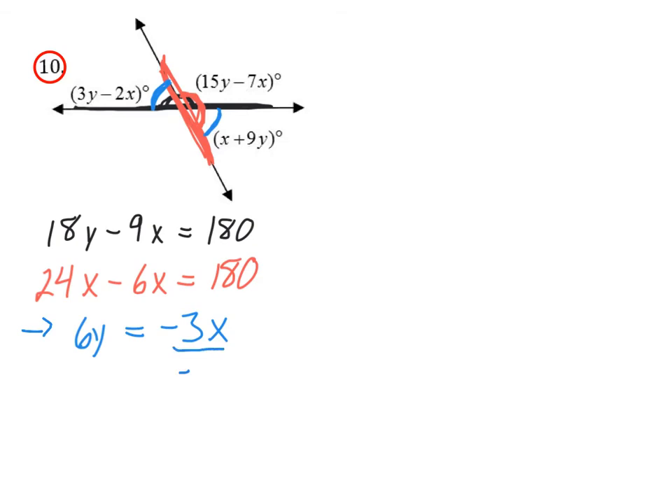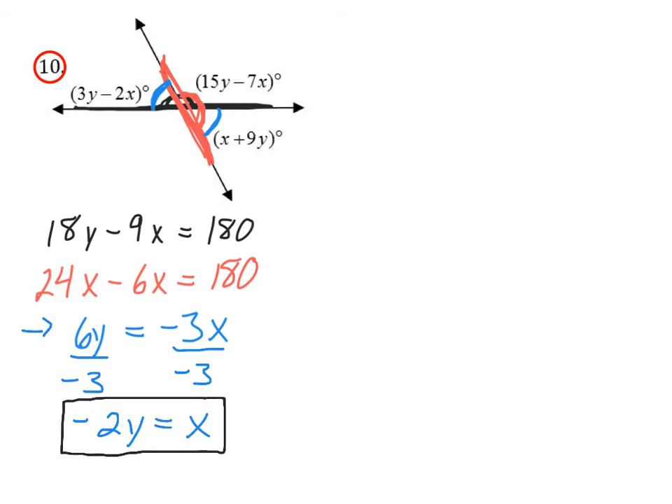What I'm going to do is I'm going to divide both sides by negative 3. What that's going to leave me with is negative 2y equals x. So I know that in any of these equations, I can replace x with negative 2y. So let's take this top equation, and I'm going to start off with 18y minus 9, and instead of writing x here, I'm going to fill in negative 2y equals 180.